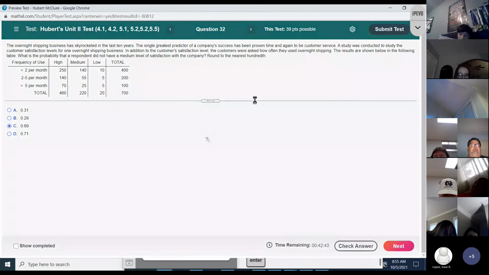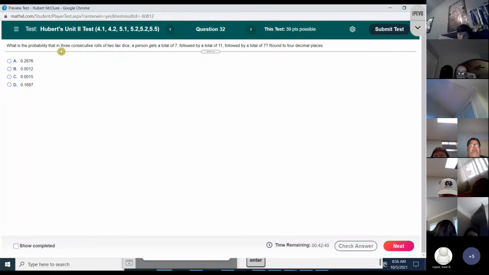what is the probability that in 3 consecutive rolls of 2 fair dice, a person gets a total of 7, followed by a total of 11, followed by a total of 7? That's your sample space. Remember that die sample space I told you to put on a card? That's it.